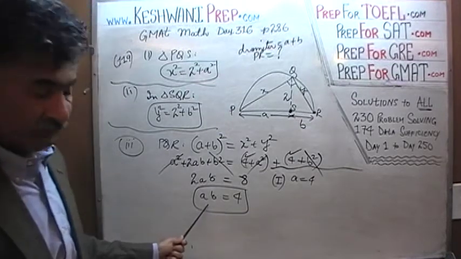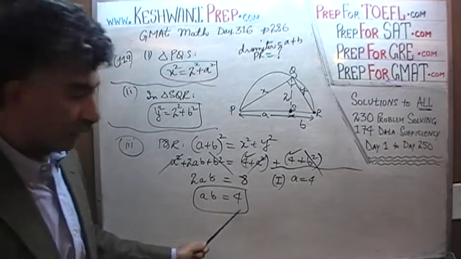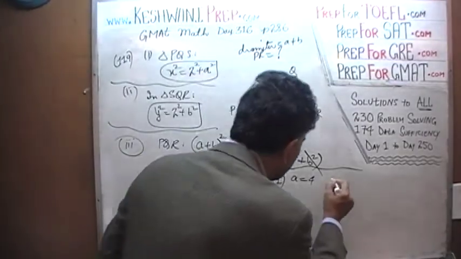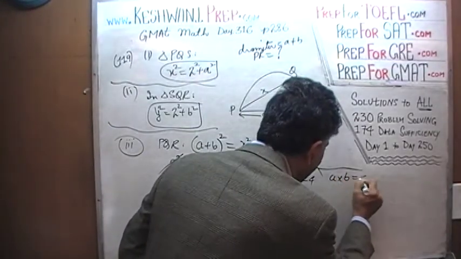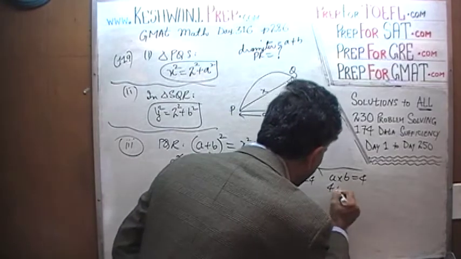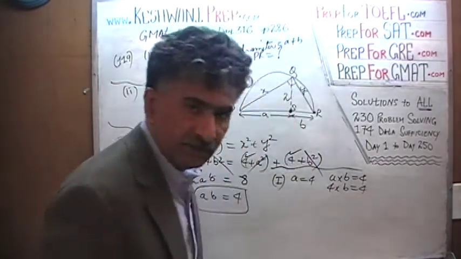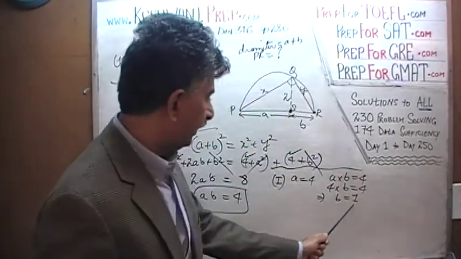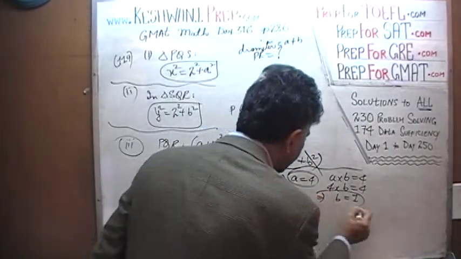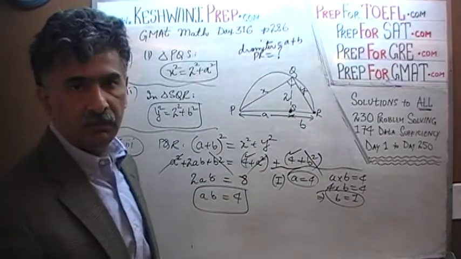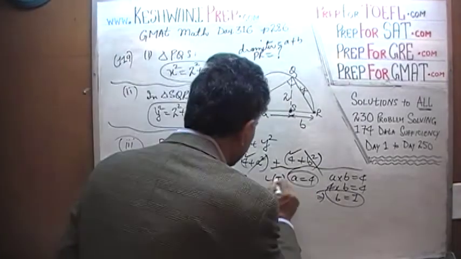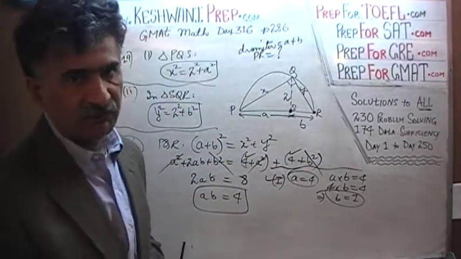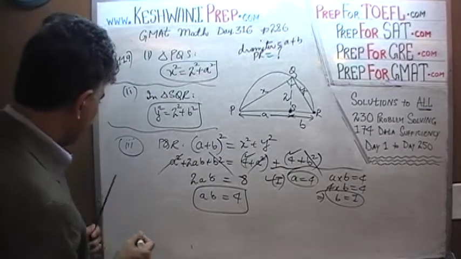Well, the answer is yes, because we know A times B is 4. If A times B is 4, and A equals 4, we just found out, that implies that B must be 1. B must be 1. Well, if B is 1, then A is 4. A is 4 and B is 1. The diameter is 5. The first statement by itself is enough. The first statement by itself is quite sufficient. Where can we stick it?